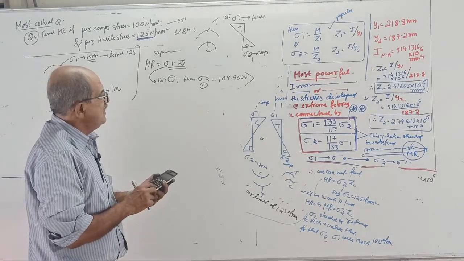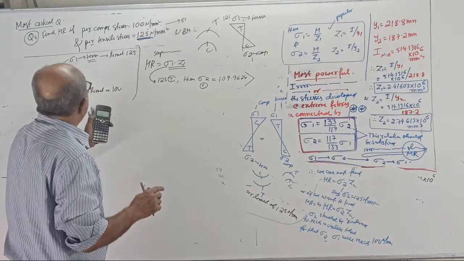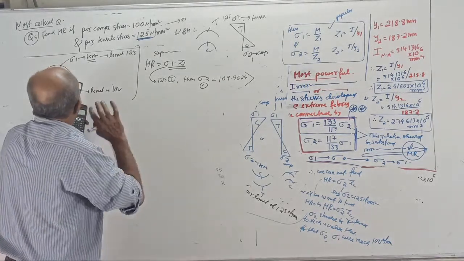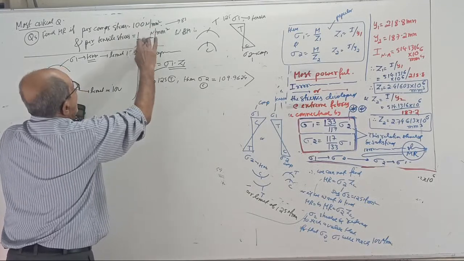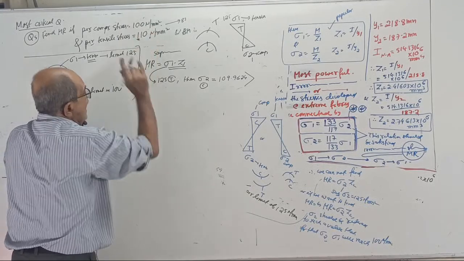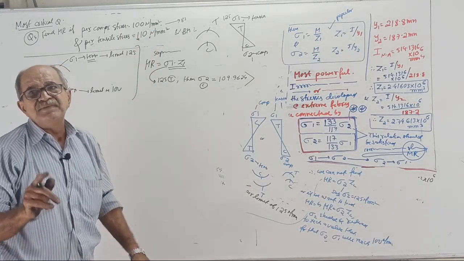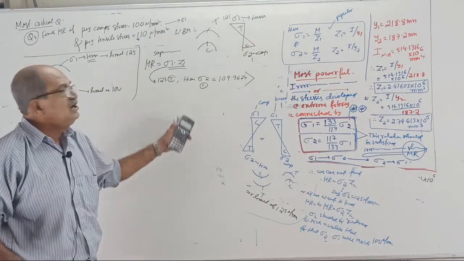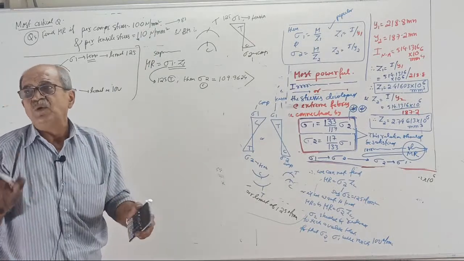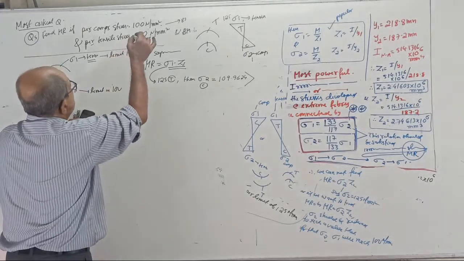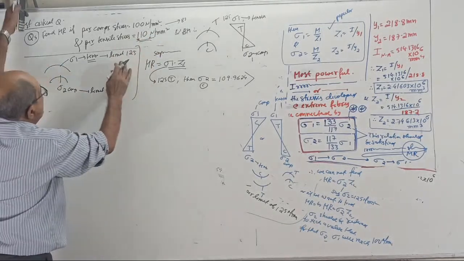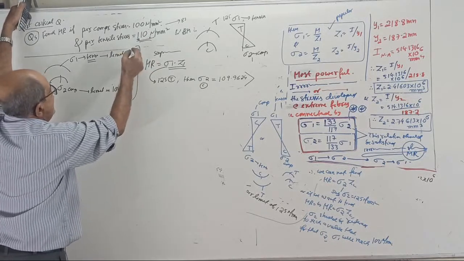Now, I am slightly changing the question. I am telling compression is 100, and tension I am taking as 110. For some reason, I change the question; otherwise, it will become the same question once again. Now I want the critical tension. So, tension is 110, so the limit for tension is 110.